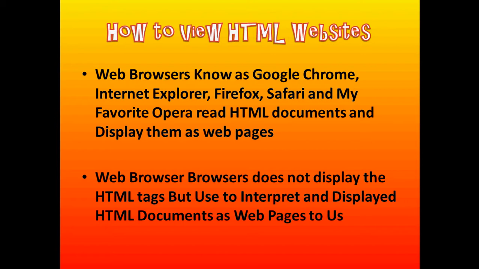So web browsers, known as Google Chrome, Internet Explorer, Firefox, Safari, and my favorite of all, Opera, read HTML documents and display them as web pages. Okay, basically, between the website and the HTML document, the middleman is a web browser. A web browser is like a machine. You put something in and then you get something out. For example, you put sugarcane in a sugarcane machine and then you get the juice. Wow, what a yummy juice.